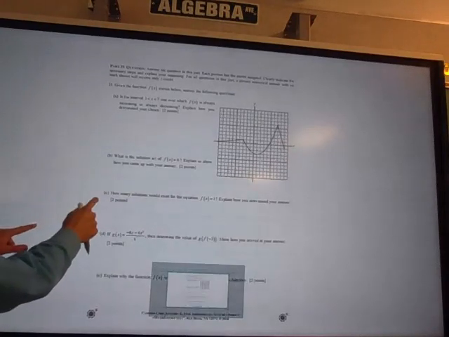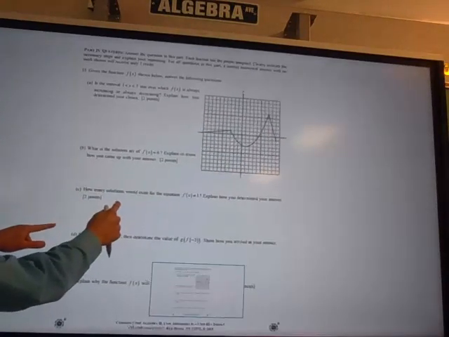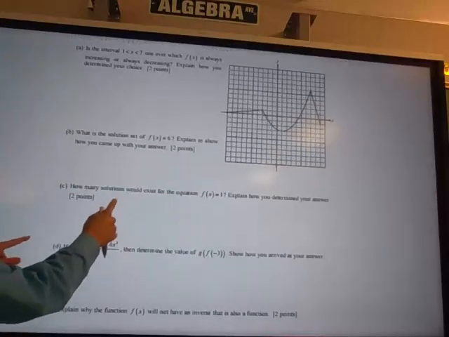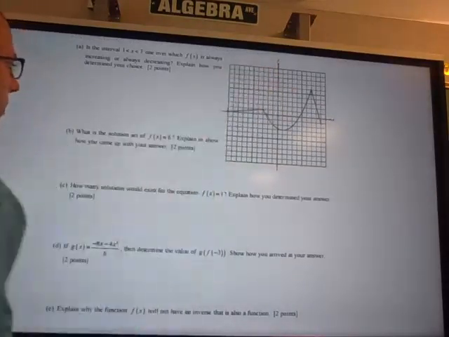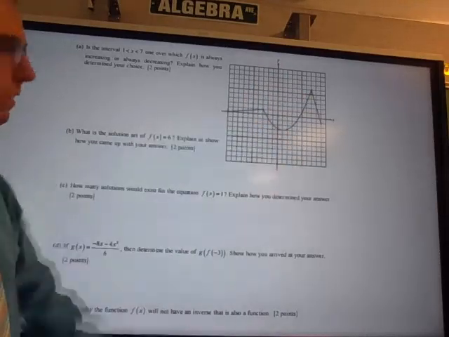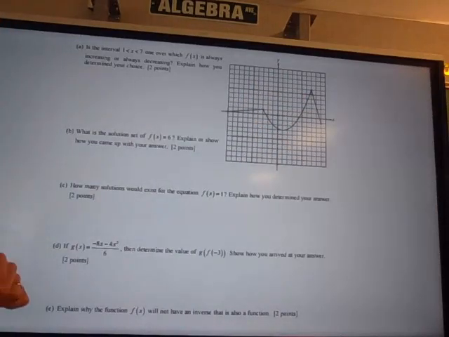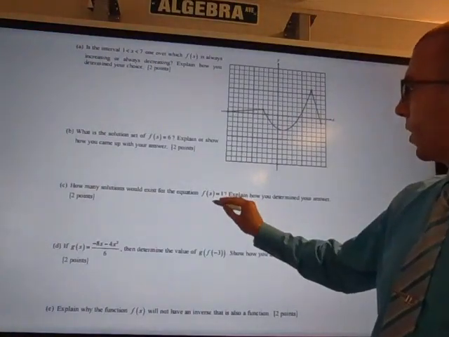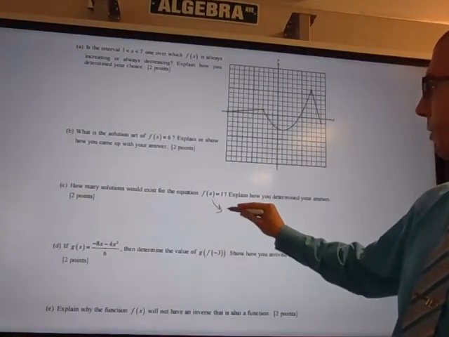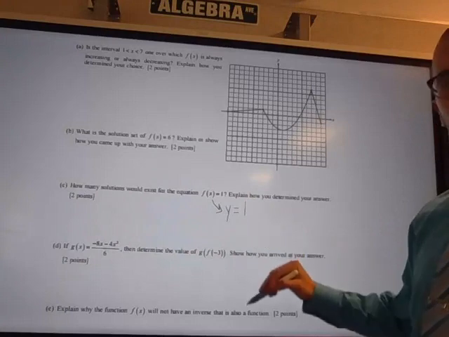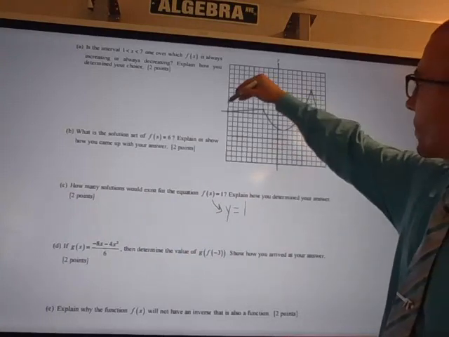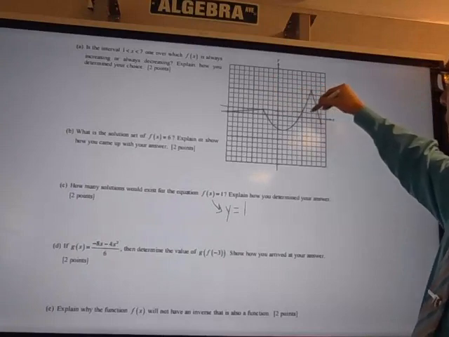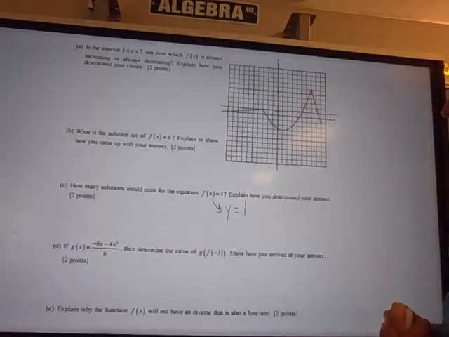Last one on the last page here, question 15. I asked you to do C through E. That's all based on this graph up here. This is f of x. How many solutions would exist for the equation f of x equals 1? You must know that this means the function value is 1, or y equals 1, so you can draw a horizontal line through y equals 1.